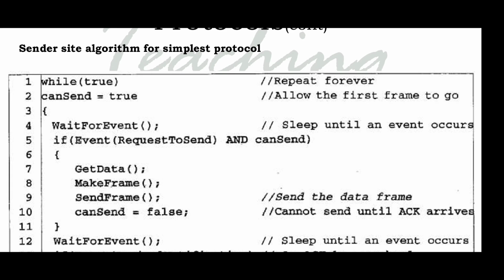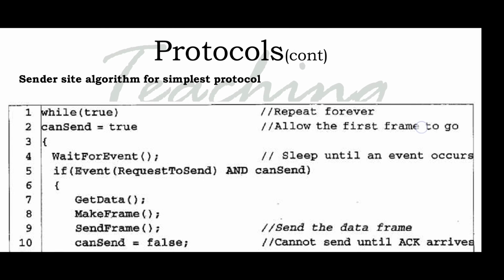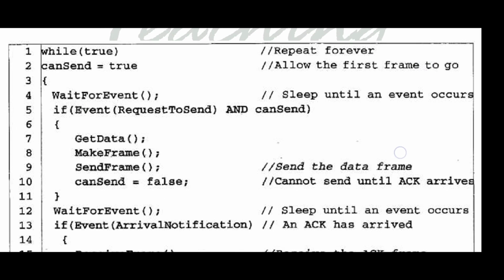Here there are two events. One is the request from the network layer, and the second one is the acknowledgement frame, which goes from the receiver to the sender. So what is there? It says repeat forever, allow the first frame to go. So if it is true, wait for the event.